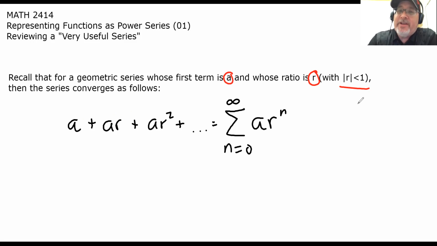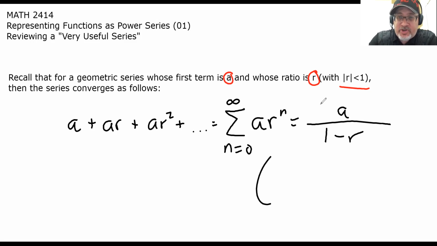But if we have our ratio small enough, then the geometric series will always converge to the first term over 1 minus the ratio. In this case, the first term being A and the ratio being R. I still do prefer saying first term over 1 minus the ratio.